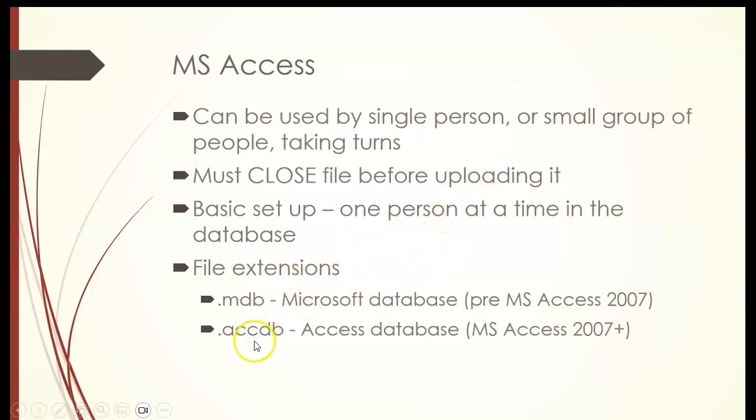So the file extension for Microsoft Access 2007 Plus will be .accdb. You may see the previous version, .mdb. Just like for Word it was .doc, now it's .docx.